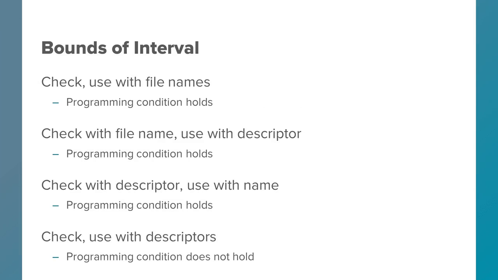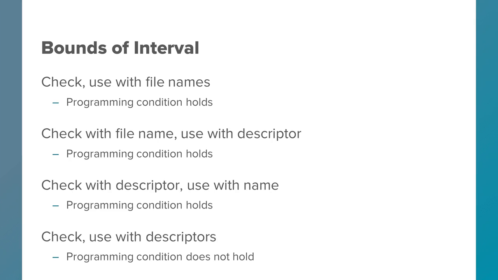And this brings us to the intervals. There are 4 types of intervals. The first is where you do the check and the use both with file names. In that case, the programming condition holds because I can rebind between the check and the use. The second is where I check with the file name and then use the descriptor. Well, again, I can do the rebinding of the file name to something other than what the descriptor identifies. So the programming condition occurs.